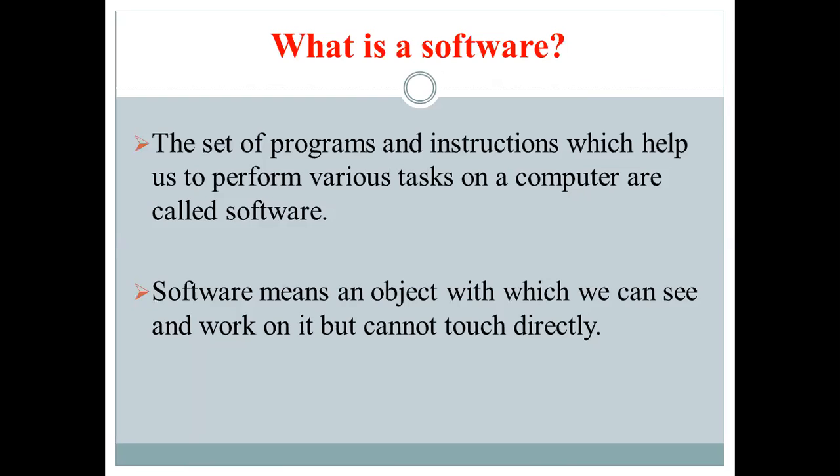Here see what is a software. The set of programs and instructions which help us to perform various tasks on a computer are called software. You can also say those parts which we can see and work on it but cannot touch directly, they are called the software. In hardware we can see and we can touch them, but in software part we only see them and work on it, but we cannot touch it directly.